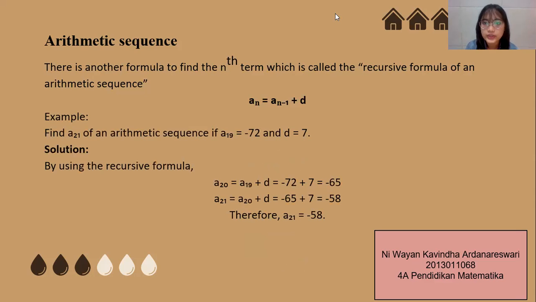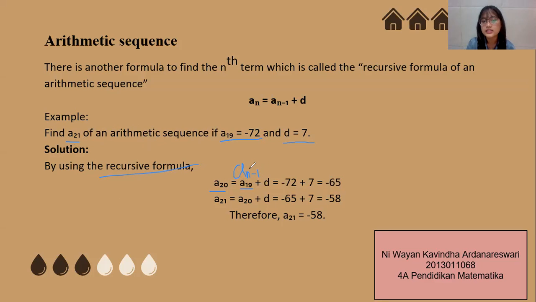So for example, the problem is: find a sub 21 of an arithmetic sequence if a sub 19 is equal to negative 72 and d, or the common difference, is 7. For the solution, by using the recursive formula, we can't search straight for a sub 21, but we should search for a sub 20 before. So the previous term. So a sub 20 is a sub 19, or this one is a sub n minus 1.